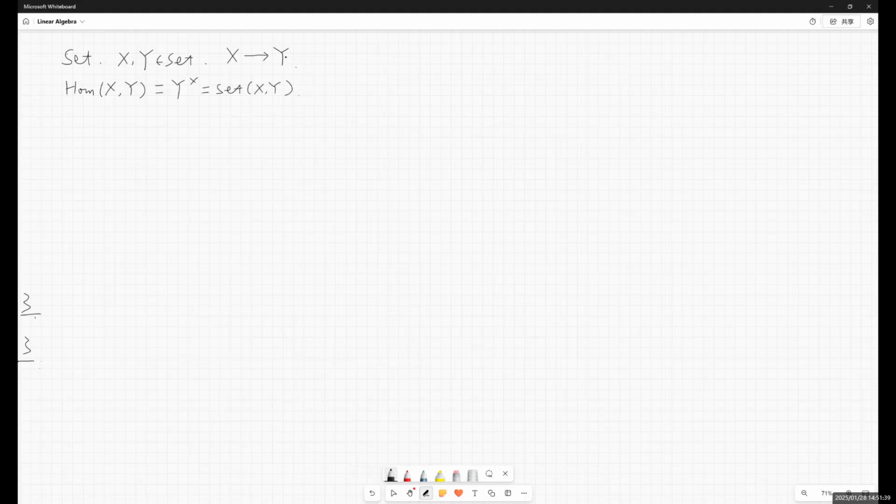It is of special interest if we fix one endpoint, like we fix X equals A. So if that is fixed, given any set Y, we can have a hom set, or we can fix the other endpoint. So they're called the hom functors.